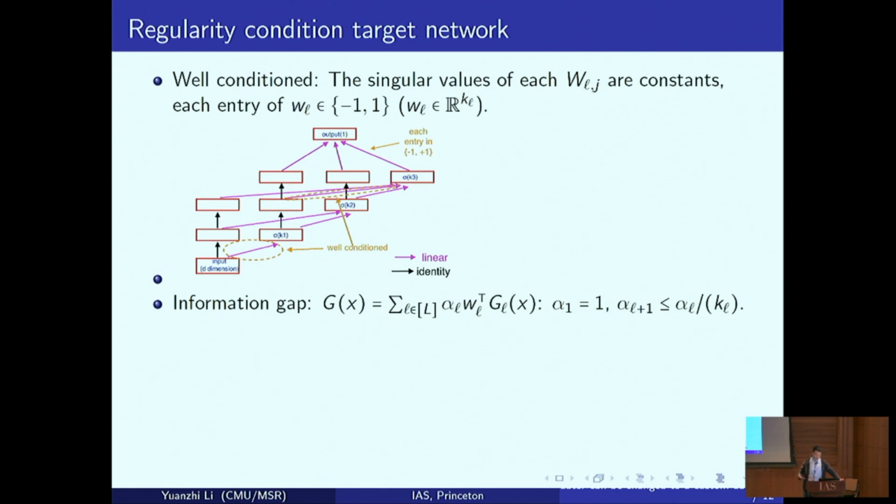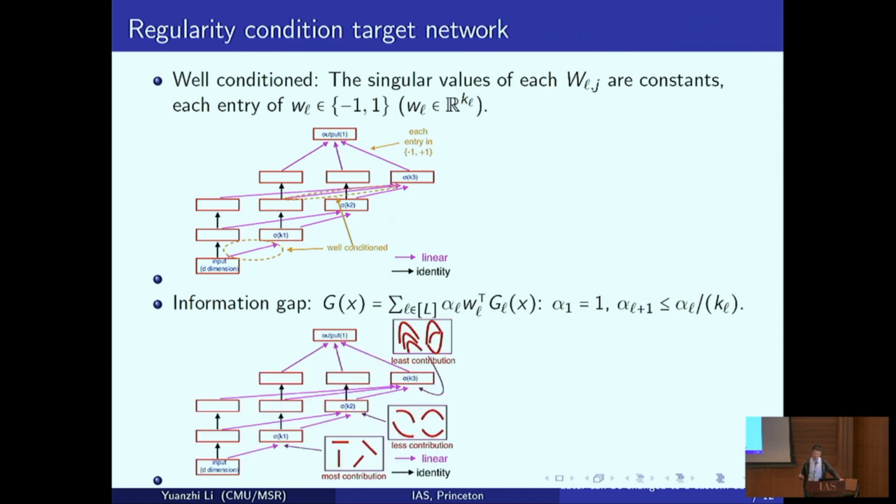And then the more important assumption is that we assume there is an information gap across the layers. The output is a summation of all the layers, but it's a weighted summation, and the lower level layers are more important. For example, in this picture, the lower level layers, you can think of them as the edges of the image. They are more important than the higher level features, so they contribute more to the final signal. And that's our assumption.